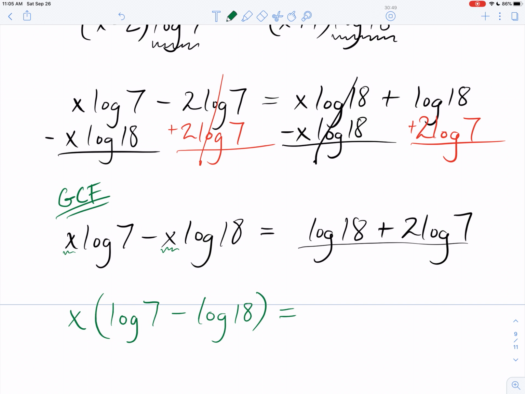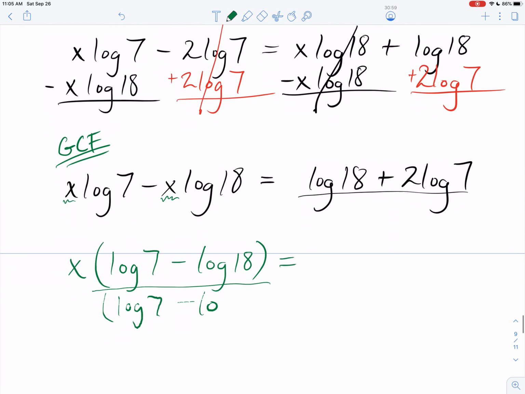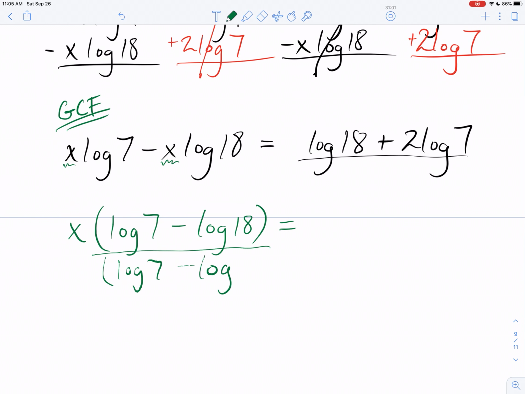Now, all I got to do now is divide. See, this is a number. I just don't know what it is yet. I'm going to divide by log 7 minus log 18. And then this is going to cancel. You divide any number by itself, you get 1. 1 what? 1x. I got an x over here. But guess what? If I divide this side by that, I got to divide this side by that.